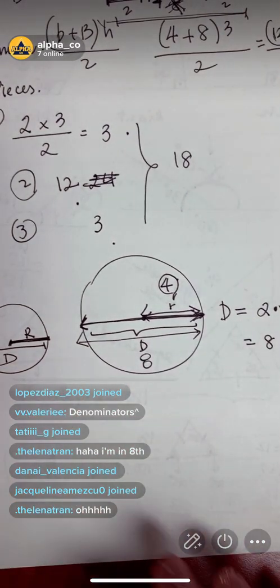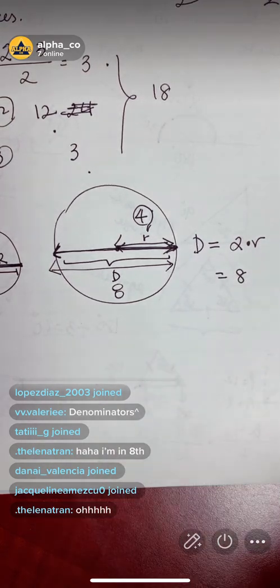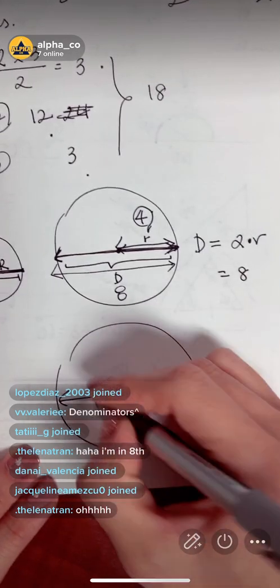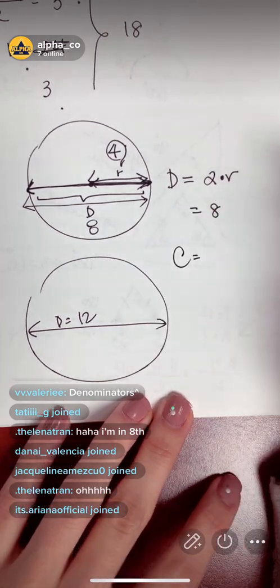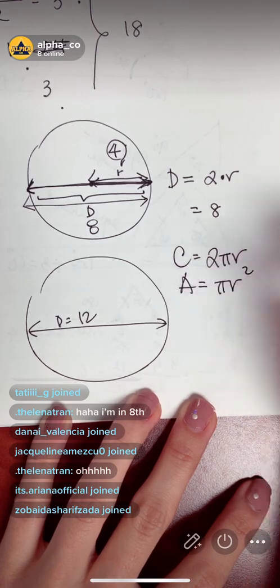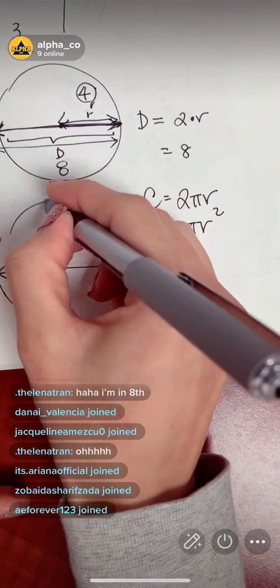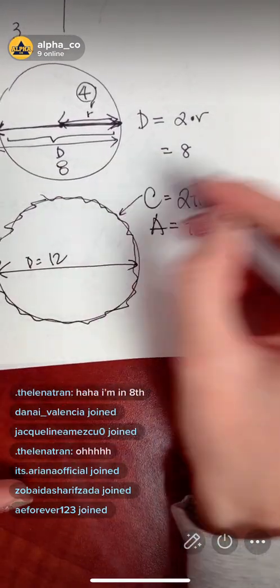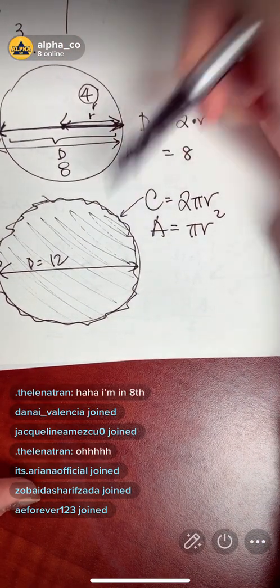Does that make sense? Sometimes they're just going to tell you the diameter. So let's say I get a diameter of 12, and they ask you to find the circumference. The circumference of a circle is 2 pi r, and the area of a circle is pi r squared. They're very similar, but be careful, they are very different. Circumference is the whole thing like this. This is the circumference. The area is the whole area of a circle.